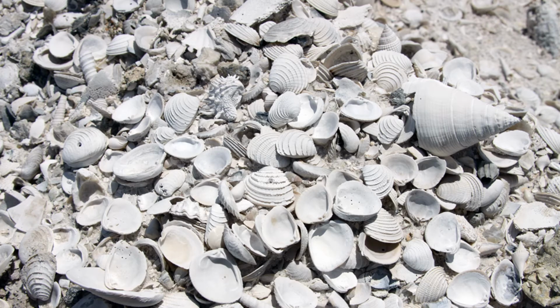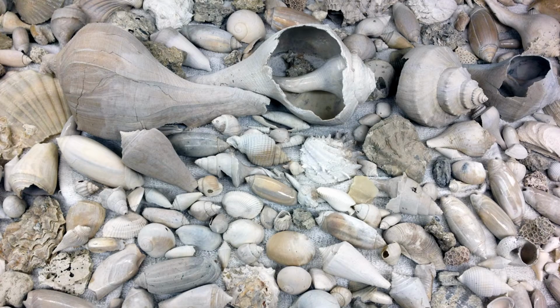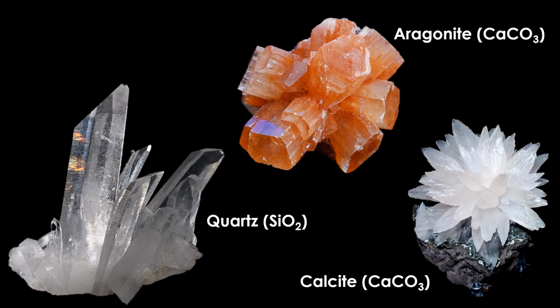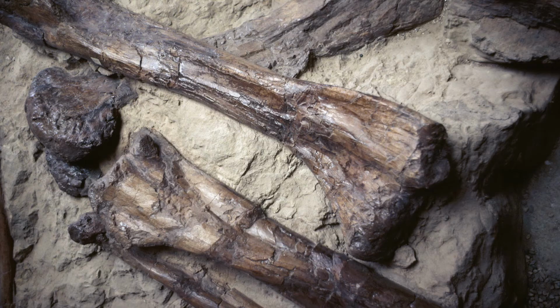But organisms aren't just soft tissues. Many organisms have hard parts. These hard parts consist of minerals and substances like calcite, aragonite, apatite, and silica, which do not decay. For this reason, the vast majority of fossils are remains of hard parts and skeletons, like bones, teeth, and shells.